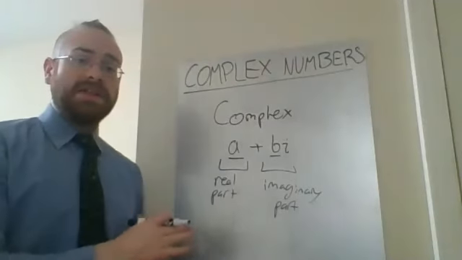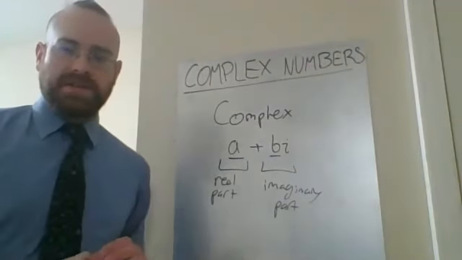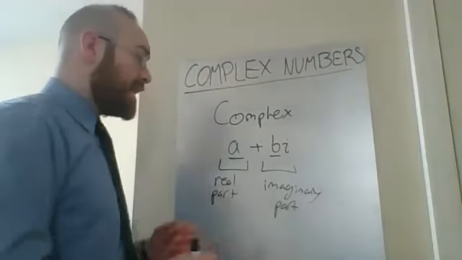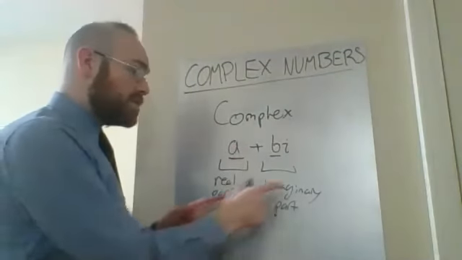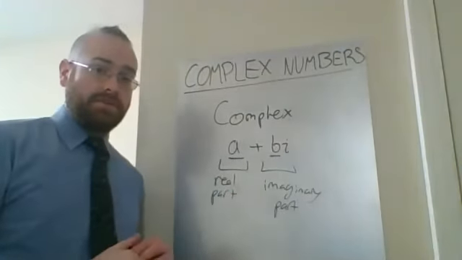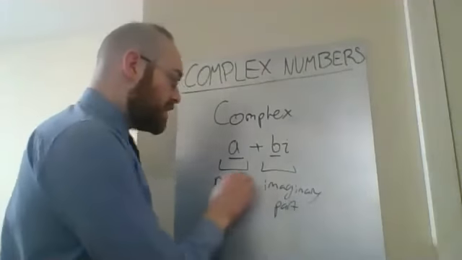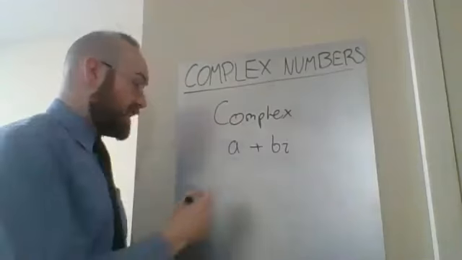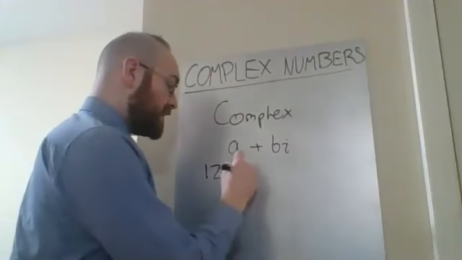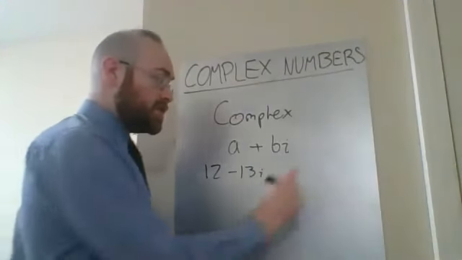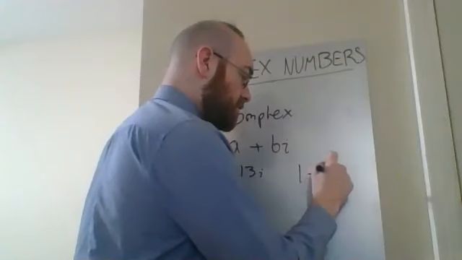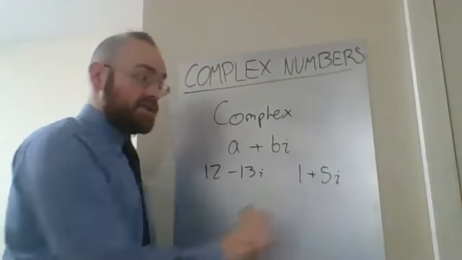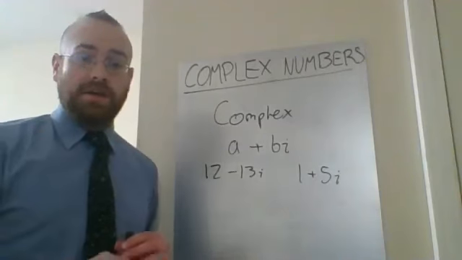And so this complex number isn't called complex because it's more difficult than other types of numbers. It's called complex because it has different parts. It has a real part and an imaginary part. And so we could come up with complex numbers in any type of shape or size. So we might have 12 - 13i, or we could have 1 + 5i, but they always have both a real part and an imaginary part. And these are what we call the complex numbers.